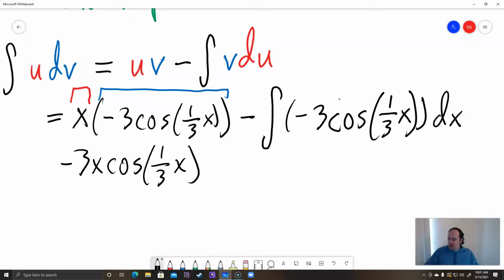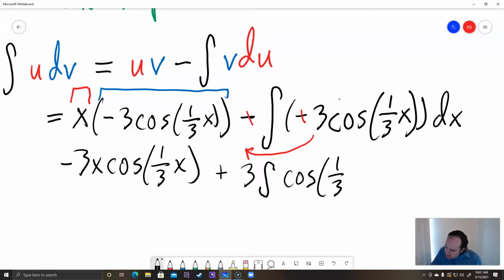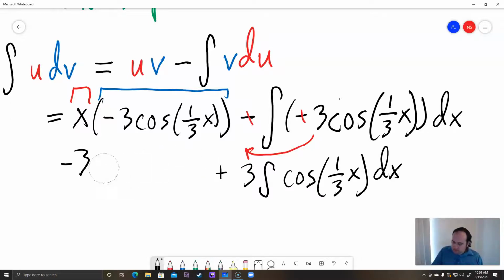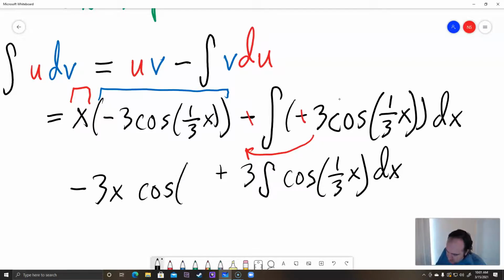And then for our integral over here, the minuses cancel, and we can bring the 3 out front. Okay, so we have plus 3 times the integral of cosine of 1/3 x dx. And over here we still have the negative 3x cosine of 1/3 x.